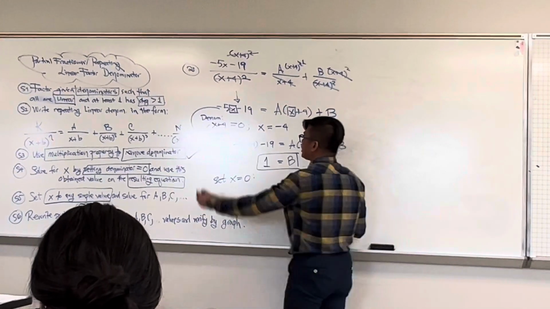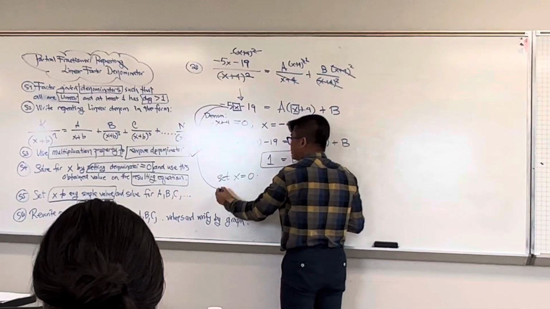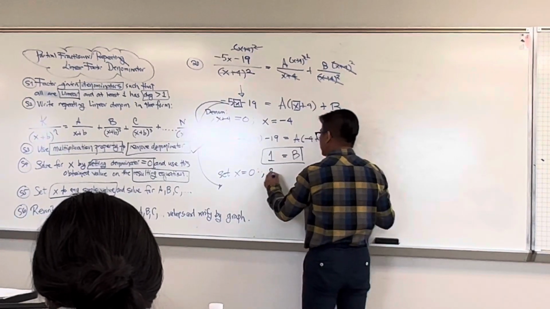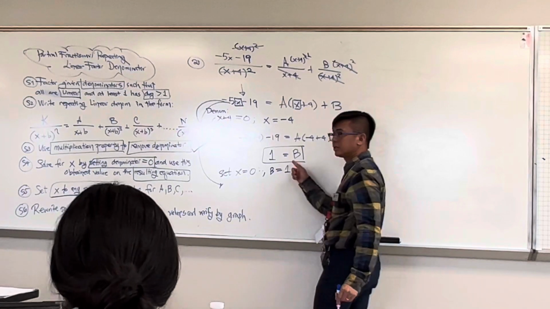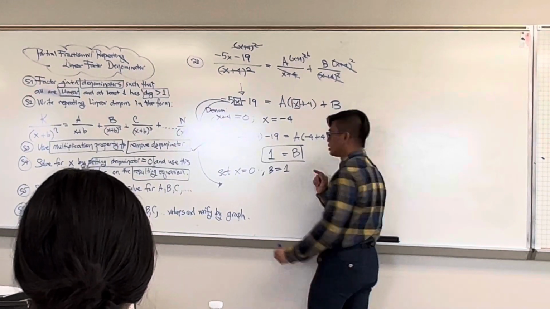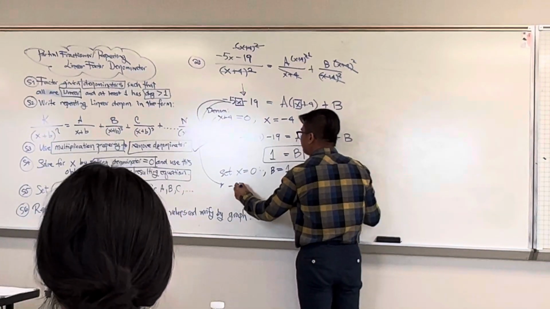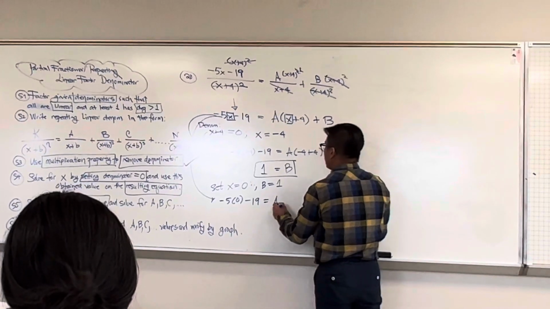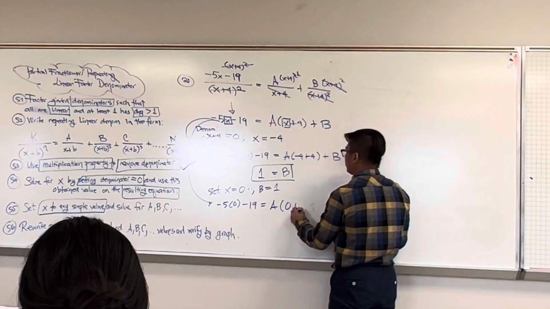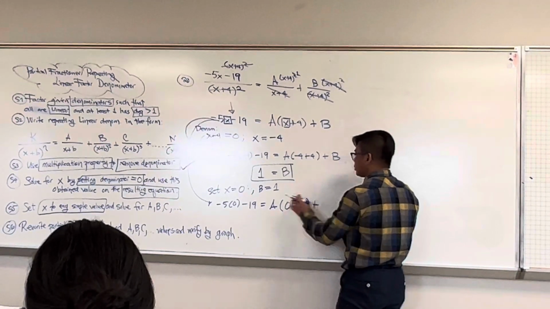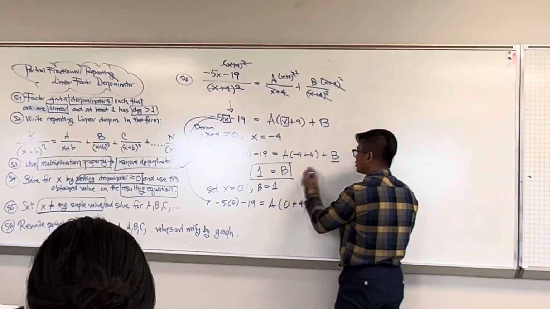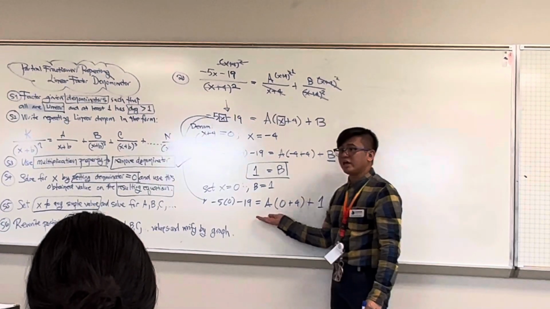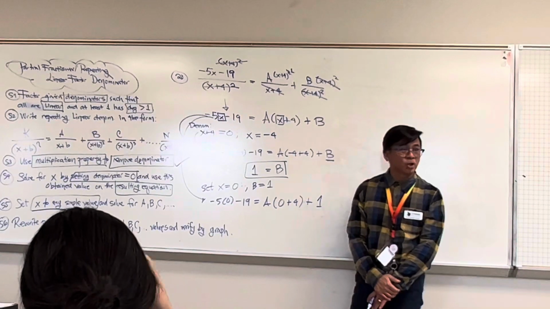Let's set x equals 0 and just substitute back in here. Ready? Okay. And once again, put in as well what? B is equal to 1, right? Get it? Okay. So put it in here, what's that? Negative 5 times 0 minus 19 is equal to what? A times what? 0 plus 4 plus, what's your B again? 1, right? Because you already solved for B anyways, right? So you only have A in here, and you can solve for A.